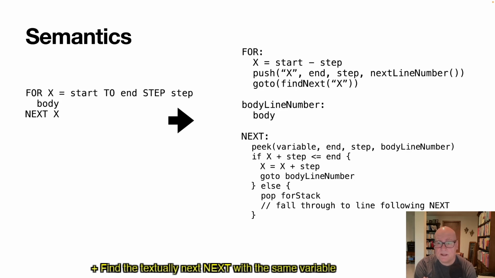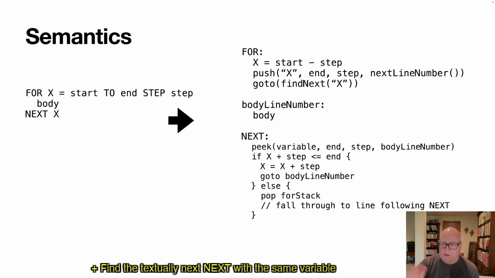Pop the variable, the end, the step, the body line number, then do the increment if x plus step is less than or equal to end, and we're only worrying about the positive case here. Then x equals x plus step, and go back up to the body and execute the loop with that value. So it's a little funny. You can see x equals start minus step, and then we look at x plus step, which is start, okay?